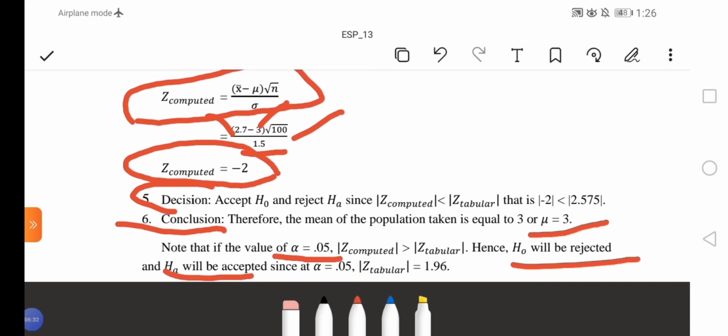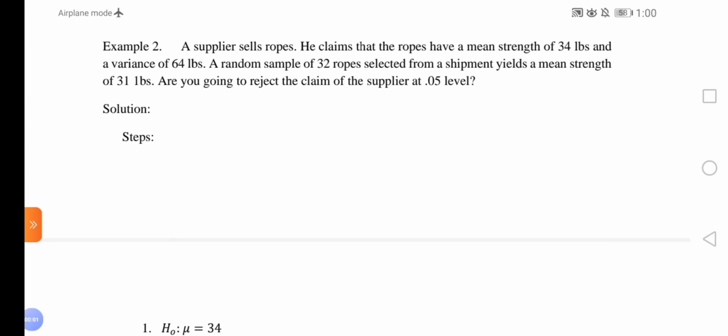Next is, let's proceed with example number 2. A supplier sells ropes. He claims that the ropes have a mean strength of 34 pounds and a variance of 64 pounds. A random sample of 32 ropes selected from a shipment yields a mean strength of 31 pounds. Are you going to reject the claim of the supplier at 0.05 level?